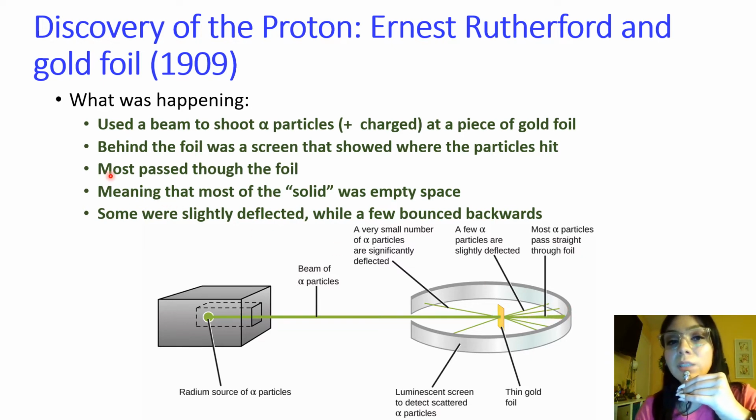What this meant was that most of these particles were just passing straight through the foil, which tells you that the solid gold was actually a lot of empty space, which we will talk about later. But the important finding from this was that some of these were deflected. So every once in a while, out of all those particles being shot, some of these were hitting the complete opposite side of the detector.